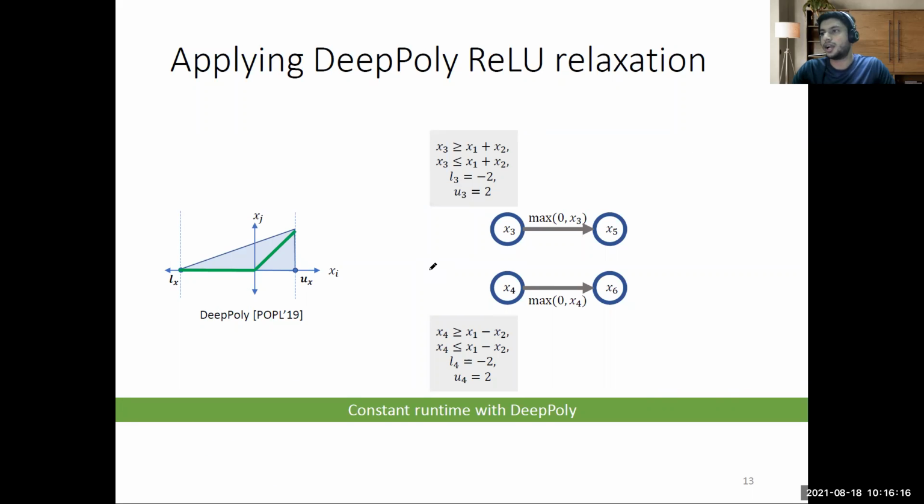So now let's look at the ReLU transformation in depth. In this layer where you have x3 and x4, you got these constraints using the affine transformation. And now we are going to define x5 and x6 using the ReLU transformation.